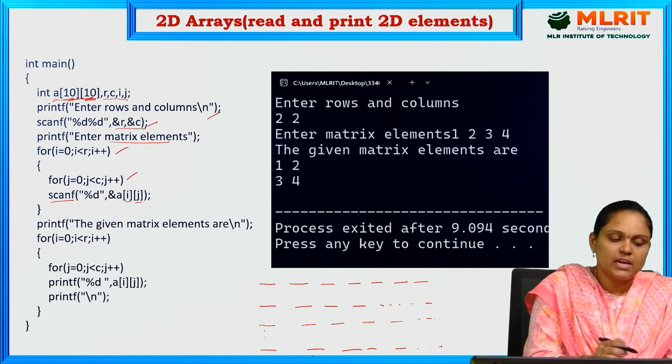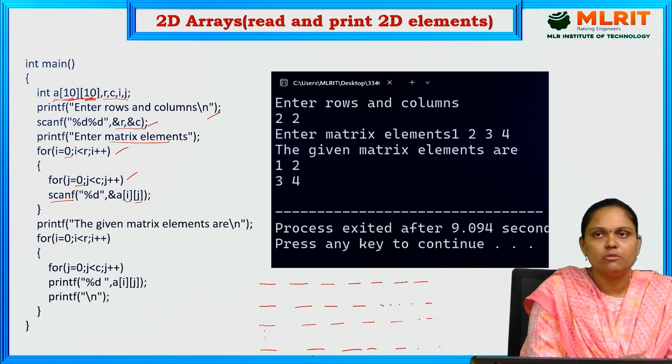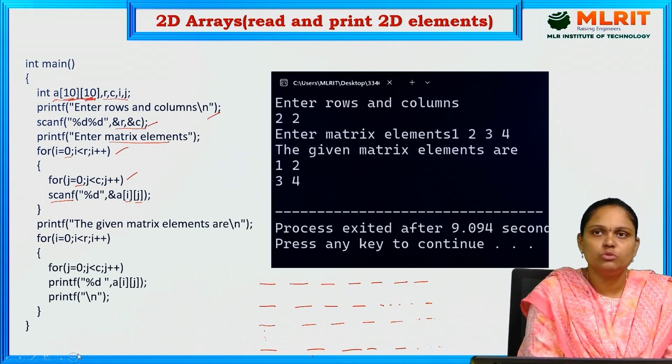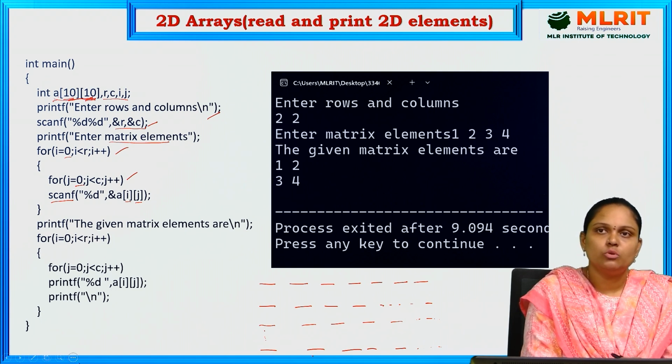So for the first element, see here we are taking the i value as 0 and j value as 0 because the index starts from 0. So the row value initially is 0 and the column index value initially is 0. So the first value we need to store in the 0th row and 0th column.